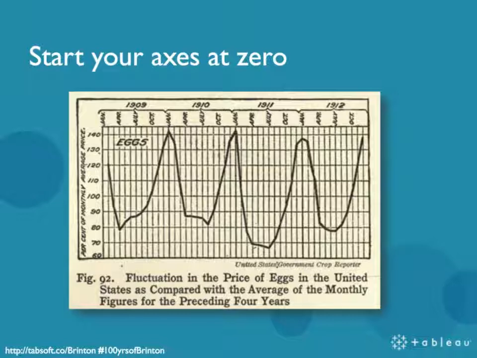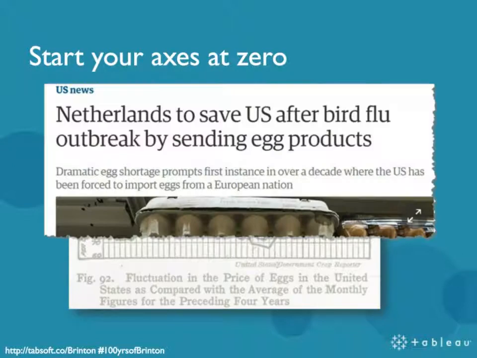Best practice number 2 is to start your axes at 0. This is a chart showing egg prices in the US from 1909 to 1912. You may think egg prices are not a big issue, but as I was preparing this talk a couple of months ago for the first time, I found this headline on the Guardian news site: Netherlands to save US after bird flu outbreak by sending egg products. Yes, egg prices are an issue even 100 years later.